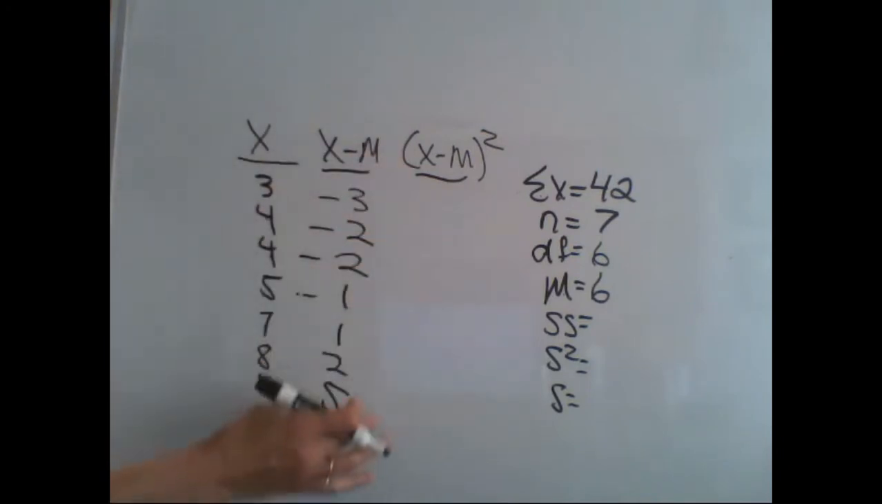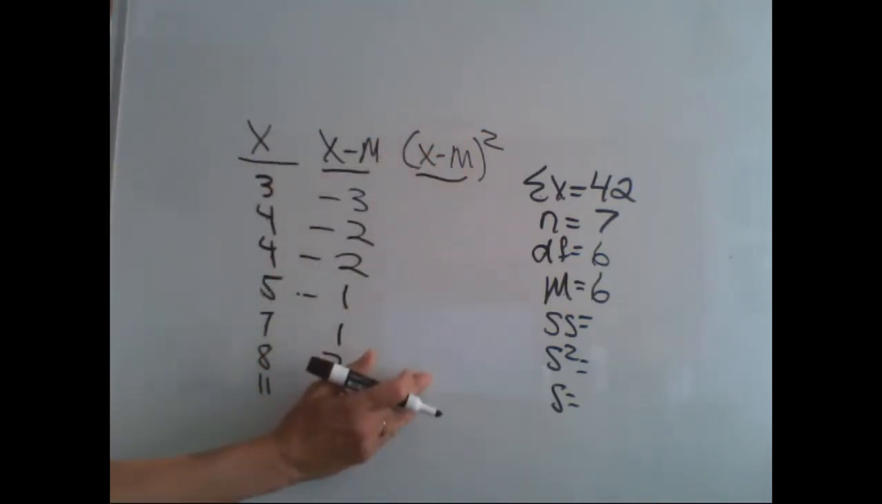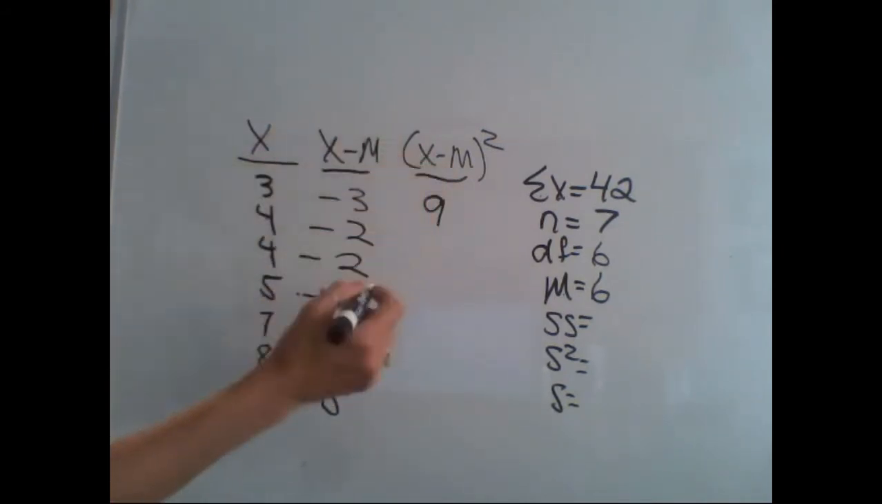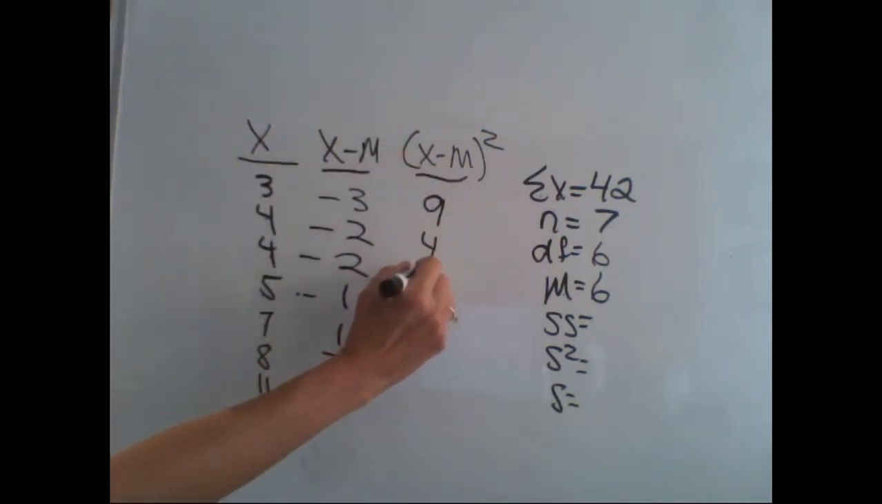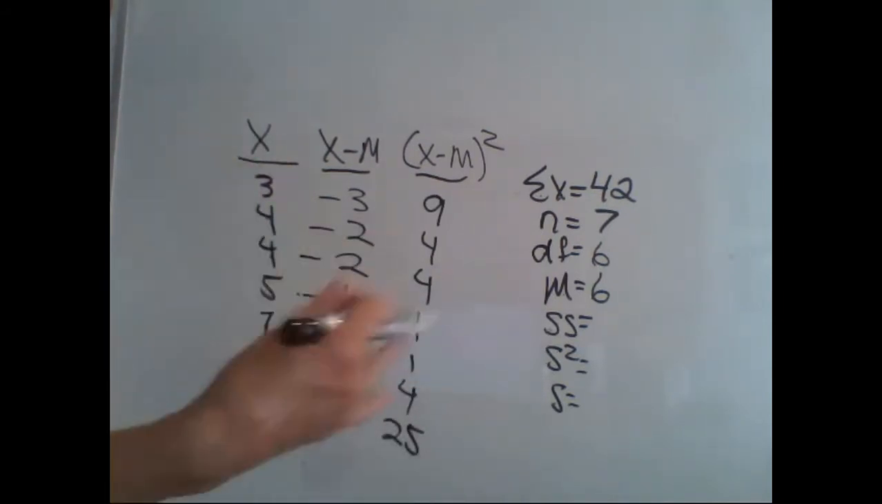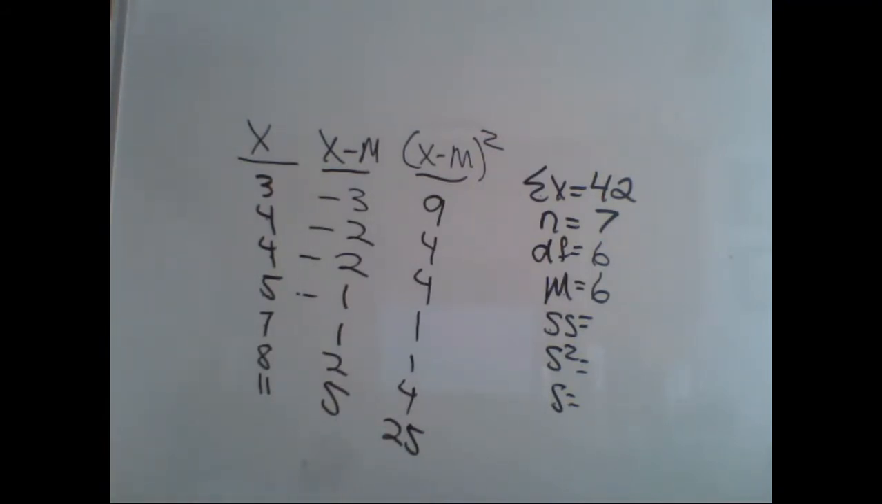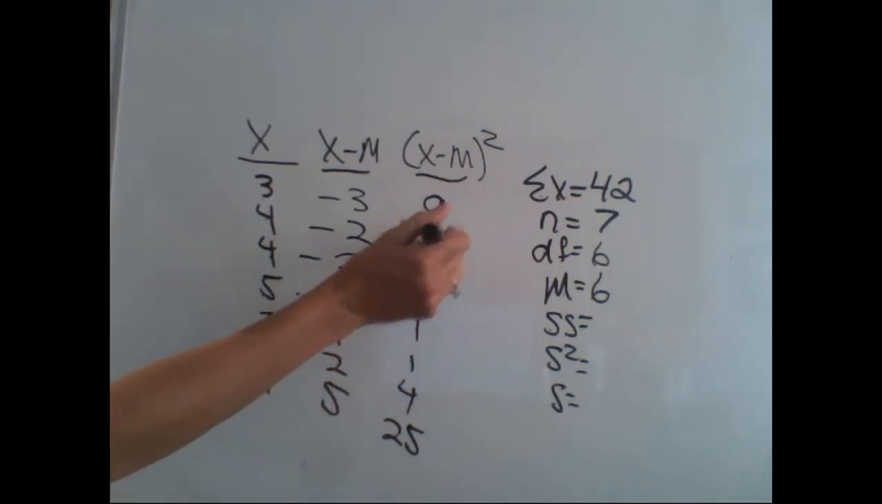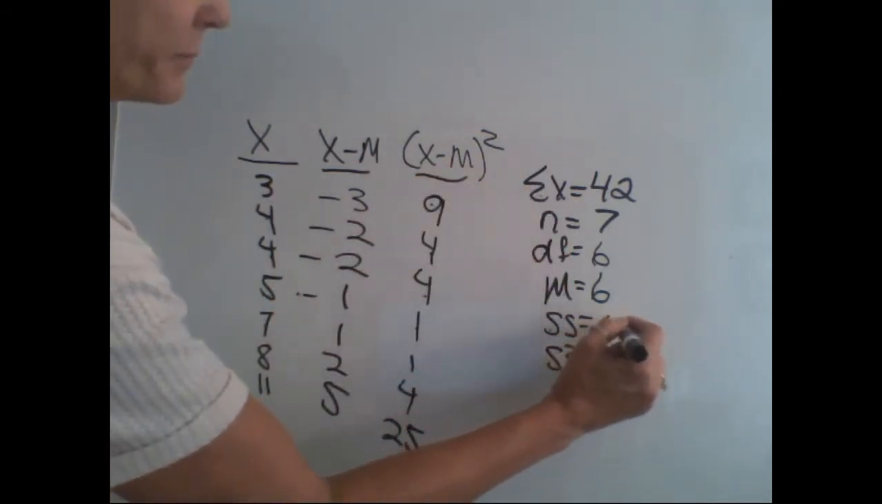We have our deviations, but we need to square our deviations. So I'm going to do that. Negative 3 times negative 3 is a positive 9. 2 times 2 is 4. 4, 1, 1, 4, and 25. Now what we have to do is sum up all of those squared deviations. So 25 plus 4 is 29, 30, 31, 35, 39, 48, right?